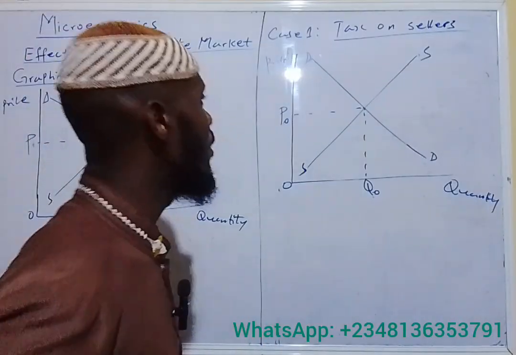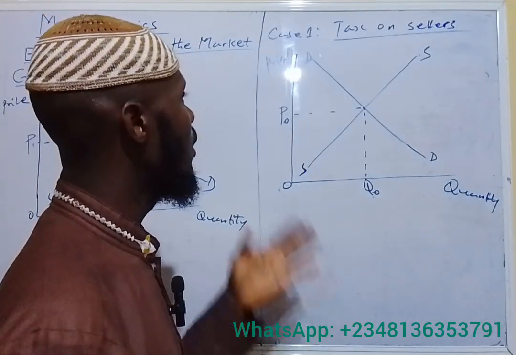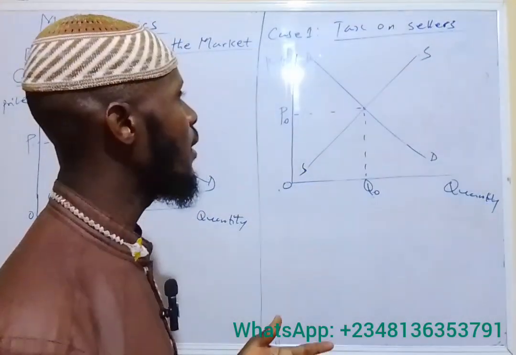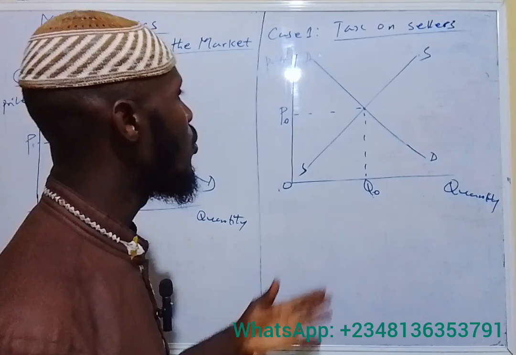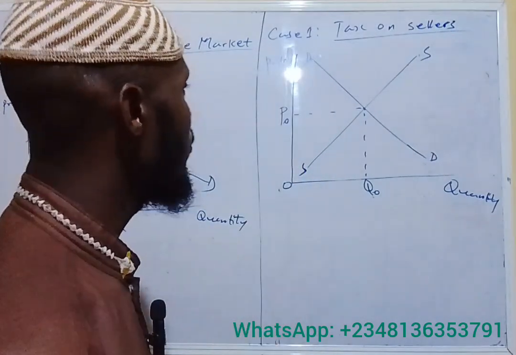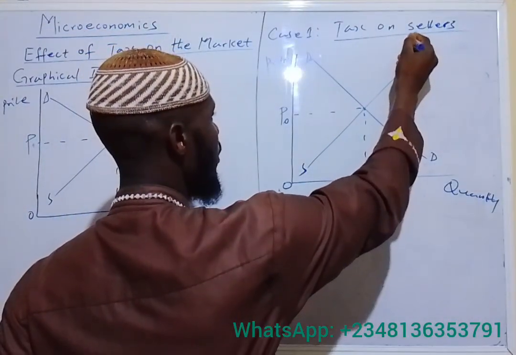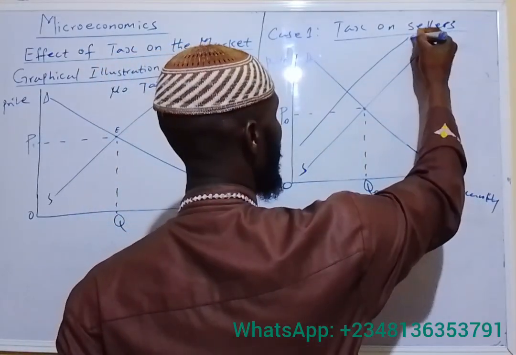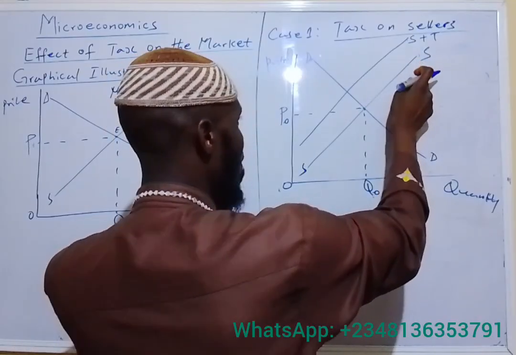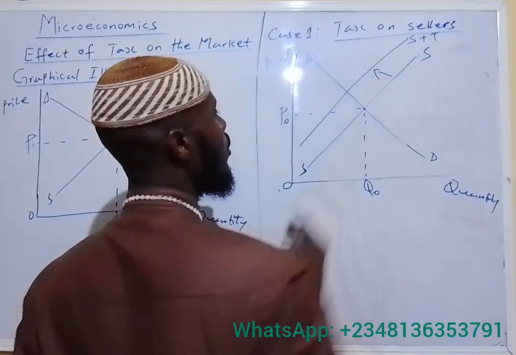Now, let's assume there is a tax imposition on the seller. Which of the curves will be affected? Because the supply curve is associated with sellers, it is the supply curve that will be affected, while the demand curve will not be affected. An imposition of tax on the sellers will shift the supply curve to the left. That is a leftward shift in the supply curve. Therefore, we have a new supply curve here. I call that one S plus T, that is S, the original supply curve, plus T, the tax. So the supply curve will shift to the left.